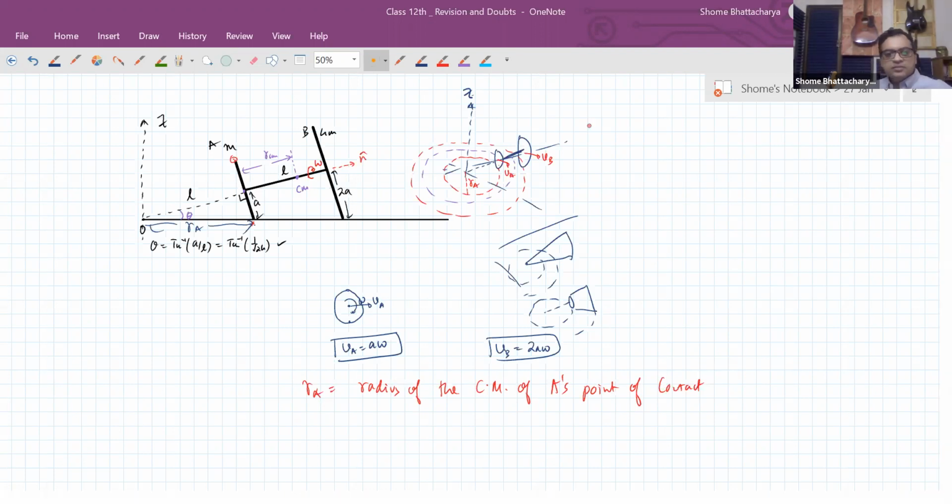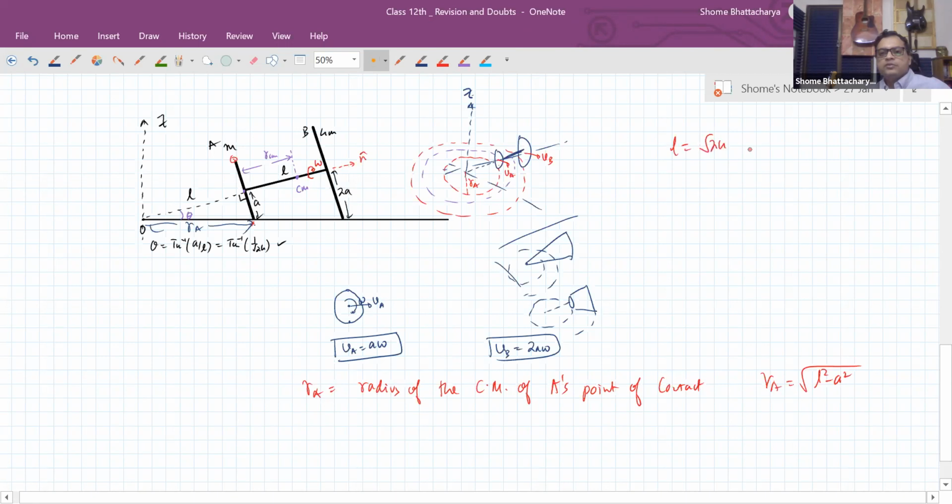So that radius we can get from this now. That radius RA will be the square root of L square plus A square, since that is the hypotenuse. And remember, L was given to us as root 24 A. So that is becoming root of 24 plus 1 times A square. So that's becoming 5A.